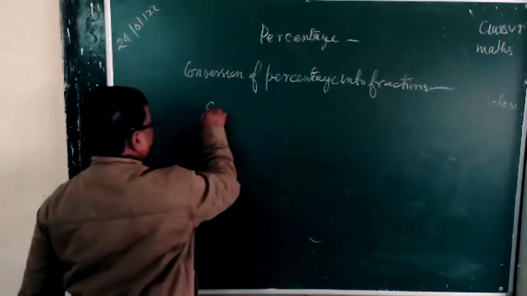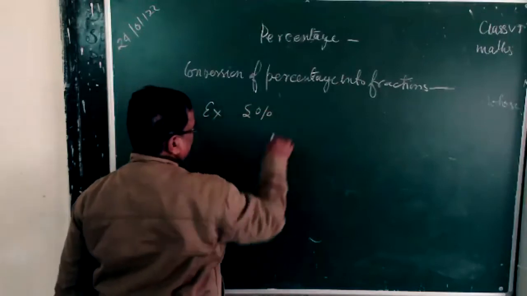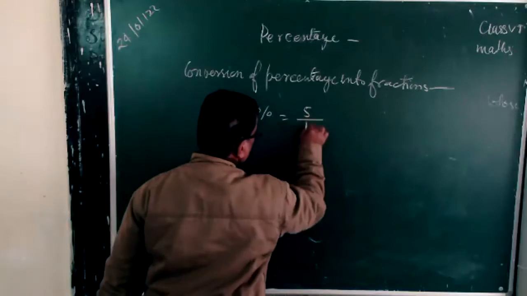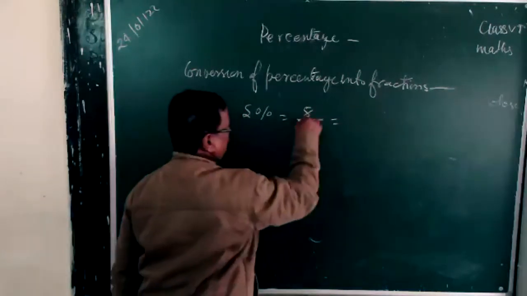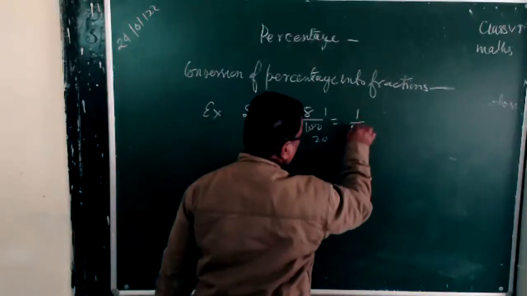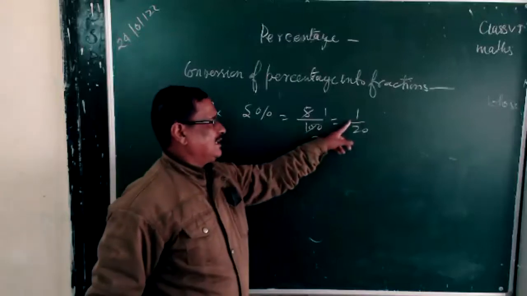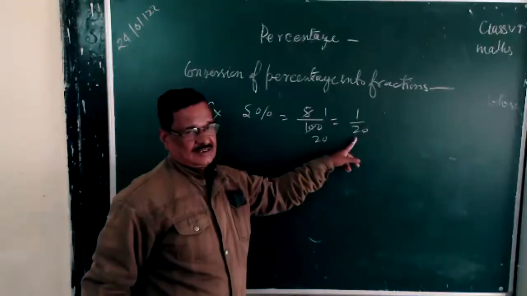See, for example, you have 5%, that can be written as 5 by 100. Now cut by 5 in numerator and denominator, the fraction coming is 1 by 20. So 5% converted into fraction is 1 by 20.